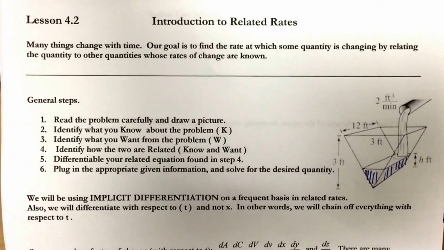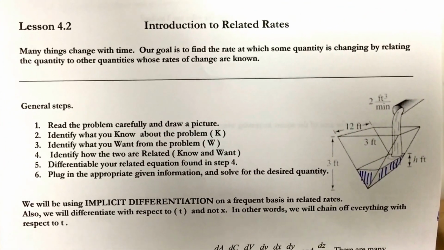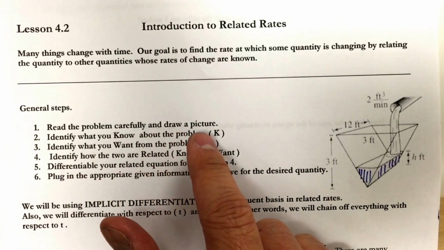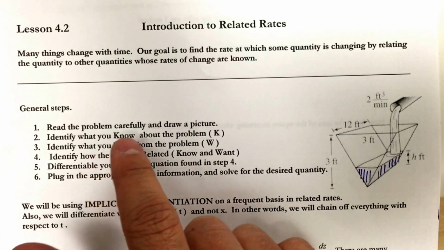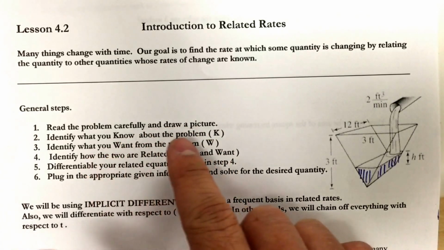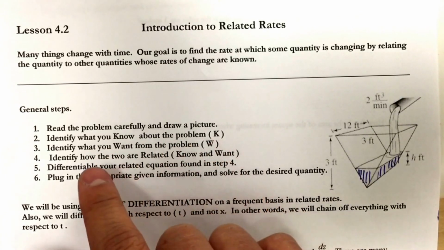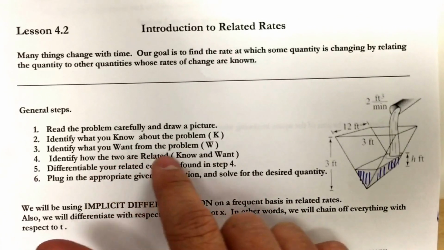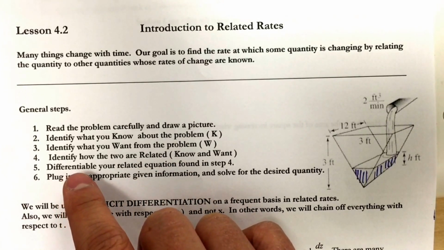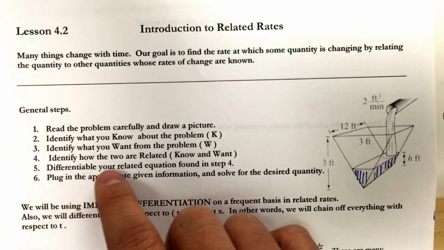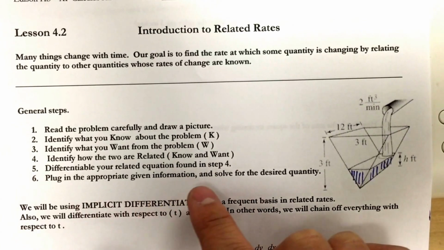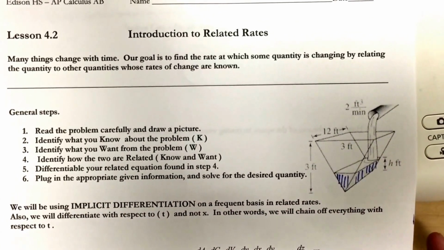Our strategy to tackle these problems is to read the problem and then draw diagrams, identify what you know about the problem, identify what you want from the problem, identify how the two are related, and then differentiate your related equation found in step 4. Plug in the appropriate information and solve for the desired quantity.